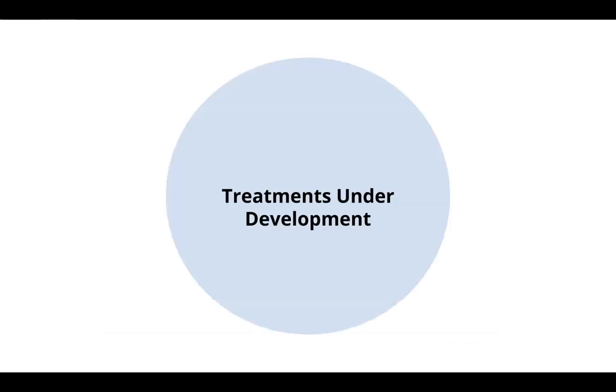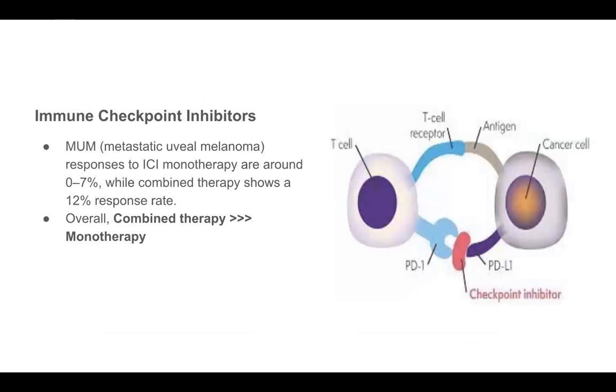We now look to future treatments for uveal melanoma. There are 3 main categories of drugs currently under development to treat uveal melanoma. The first category is immune checkpoint inhibitors. These are monoclonal antibodies that inhibit interactions between immune checkpoint proteins, enabling T cells to recognize and attack cancer cells. Metastatic uveal melanoma responses to ICI monotherapy are around just 0 to 7%. However, an ongoing phase 2 trial studying novel immune inhibitors reported a 12% response in 50 previously untreated patients with metastatic uveal melanoma. Evidently, combined ICI therapy shows promise.